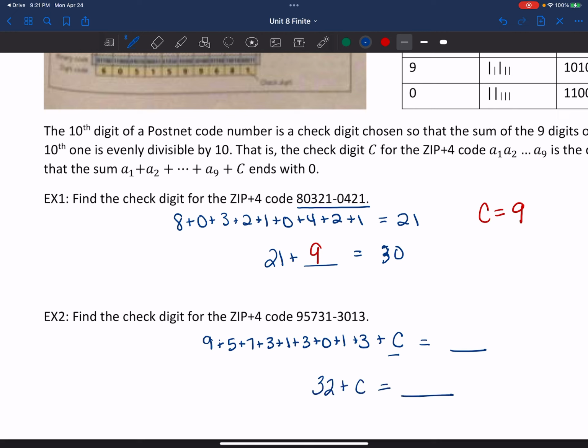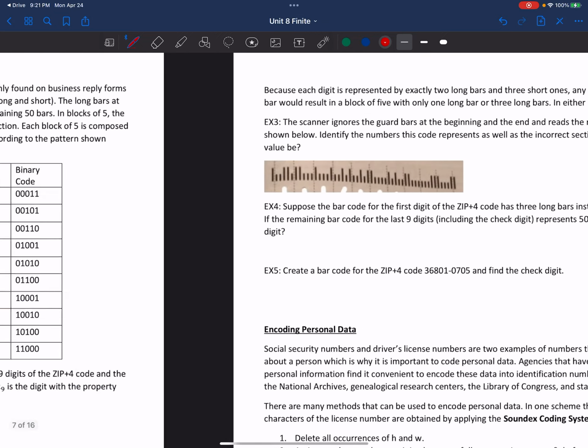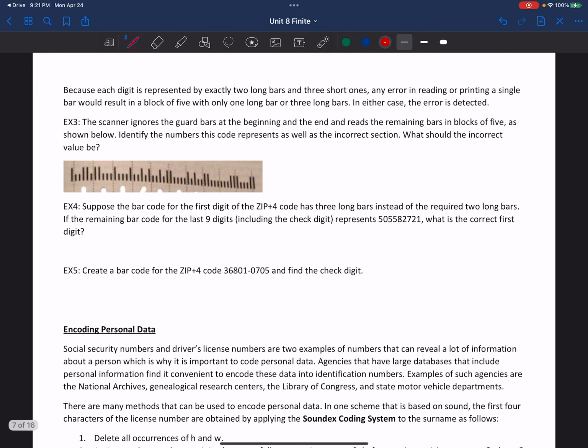And the next highest one from 32 is going to be 40. And then I go ahead and erase that C and put in the value of 8. So my check digit is going to equal 8. All right. Now, let's go ahead and take a look at the other side.